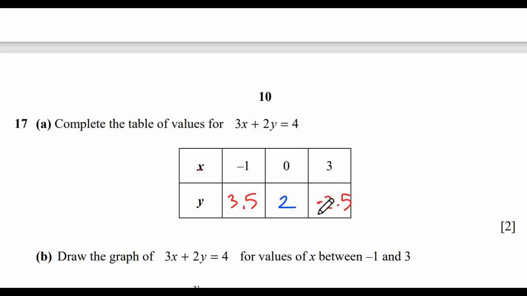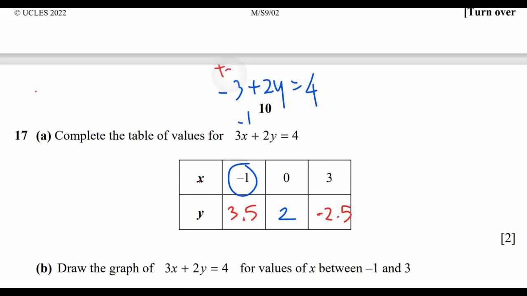So we just plug in the number -1 to the equation. So 3 times -1 is -3, plus 2y equals 4. So then isolate the y. What we can do is cancel out the -3, so we add 3 on each side. This is cancelled. Now we have 2y equals 4 plus 3, which is 7.